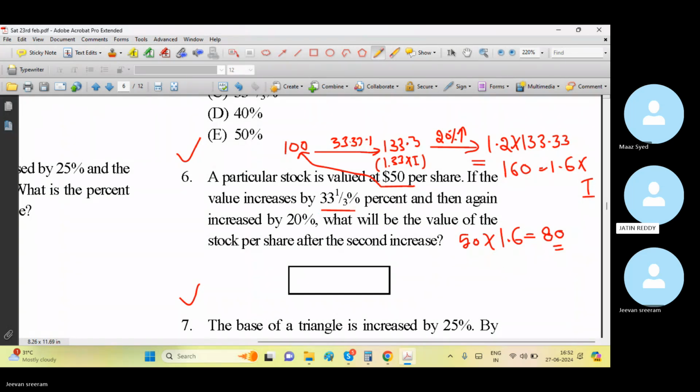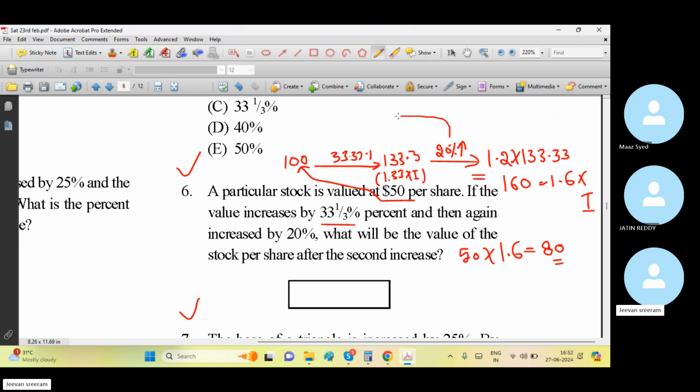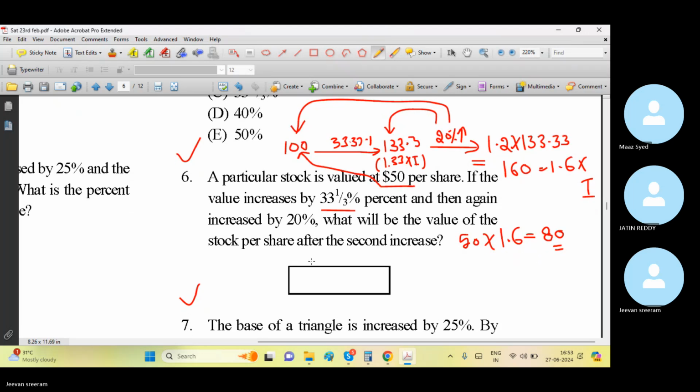So it has been increased twice. In the first step, a 33% increase, and then 20%. This 20% is not on the initial value; it is a 20% increase on the outcome, like on 80. So ultimately, it is actually a 60% increase. 1.6 times means a 60% increase only. 50 into 1.6 is 80. Clear? The right answer is 80.